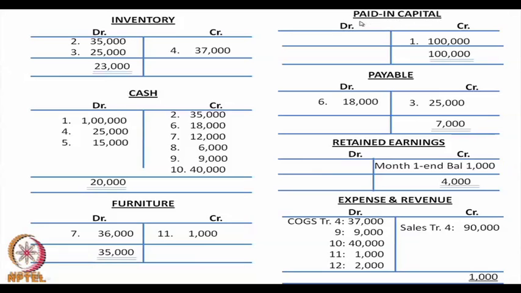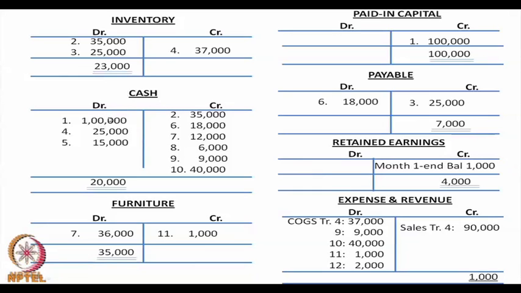So, if you recall, every T account has two sides. The left hand side is debit, the right hand side is credit, whether it is assets or liabilities. However, the interpretation of debit and credit would differ between if the account is an asset or if the account is a liability. In case the account is an asset such as cash, the increase in cash will be entered in the debit side, on the left hand side.